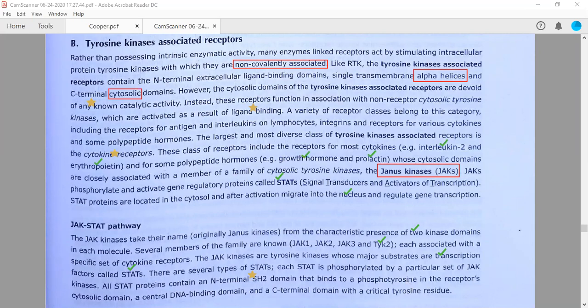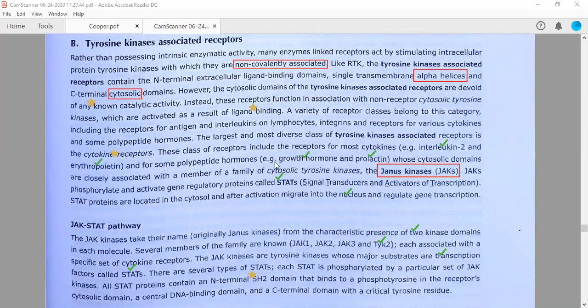In the receptor, the cytosolic domain is a central DNA binding domain, okay, and a C-terminal domain. So it is actually telling about the STAT protein. The STAT protein is made up of an N-terminal SH2 domain. It has a central DNA binding domain because it is a transcription factor and will go inside the nucleus controlling certain target genes. So it will have a central DNA binding domain with which it can interact with your DNA, and a C-terminal domain with a critical tyrosine residue. So the tyrosine residue is present over your C-terminal domain, where it will be phosphorylated.